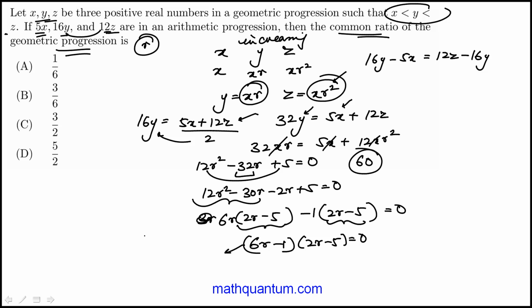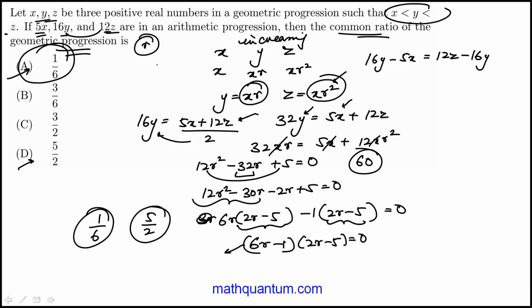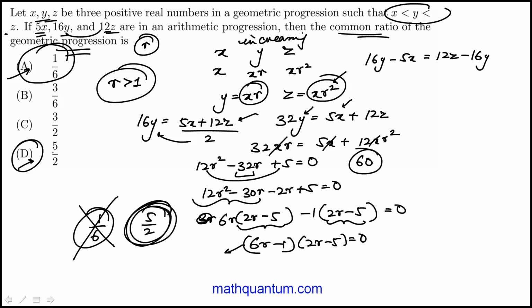This will give us two values for r. One is 1/6 and the other is 5/2. You'll note that both of them are here, and I think in my first attempt I picked this one, but because they tell us that it's increasing, r has to be greater than 1. So this is the correct answer. That's the wrong answer. So the answer is 5/2, choice D.